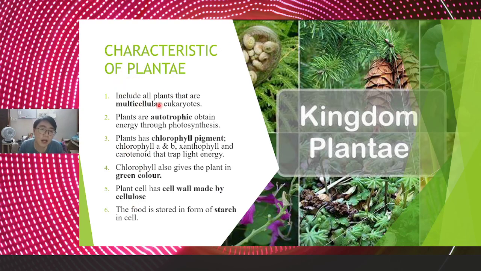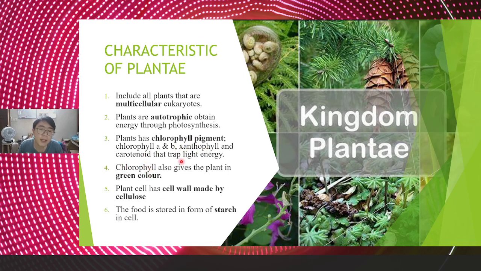So all plants are multicellular and eukaryotic. And then the plants are autotrophic because they contain chloroplasts and carry out photosynthesis. Plants have chlorophyll pigments, chlorophyll A and B. Not only A and B, they also have xanthophyll and carotenoid, different from algae. Algae only have A and B, right? But plants have xanthophyll and carotenoid.